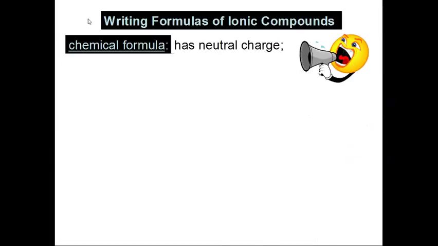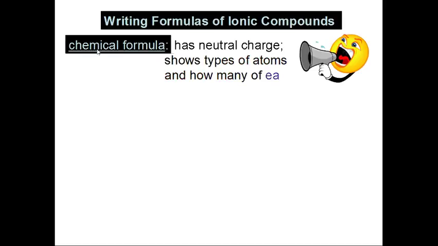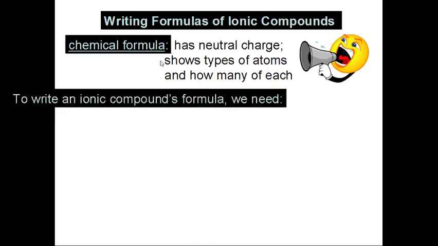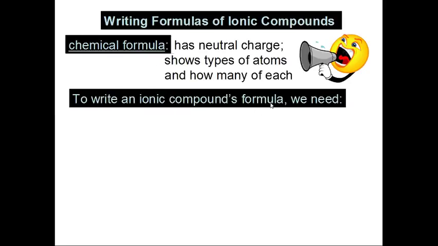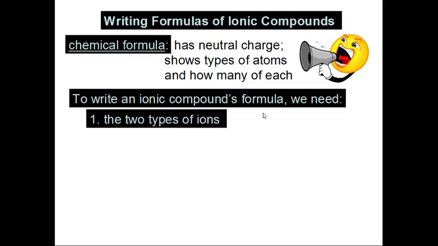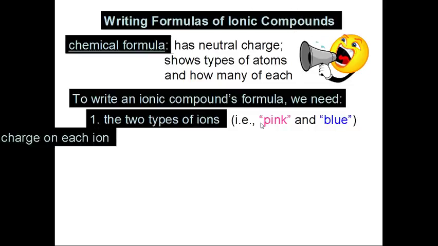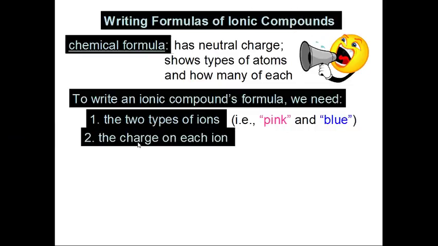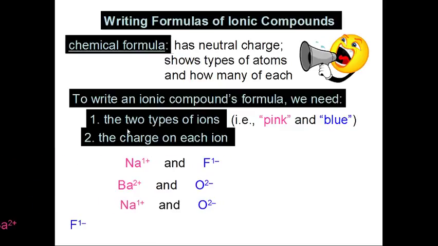First off, ionic compounds, the whole formula has a neutral charge. You've got to make it neutral, so you have to fix your charges so that it becomes neutral. A chemical formula shows your types of atoms and how many of each atom. To write an ionic compound's formula, you need the two types of ions, piece of cake, and you need the charge on each ion. So let's look at some examples here.